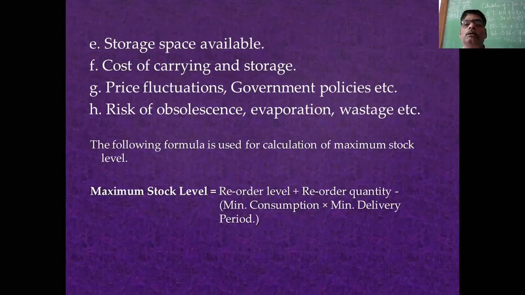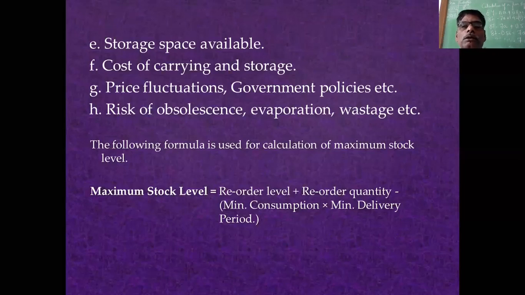Within minimum period, what is the consumption? Minimum consumption and minimum delivery period quantity is to be deducted. I will tell you the same example, already explained. ROL calculated is 4,200. Let us consider you placed order for 5,000 units. 4,200 plus 5,000, 9,200. In that, you deduct minimum consumption into minimum delivery time. Minimum consumption is 200. Minimum delivery time is 10 days. 10 into 200 is equal to 2,000. 9,200 minus 2,000 is equal to 7,200 is the maximum stock level.